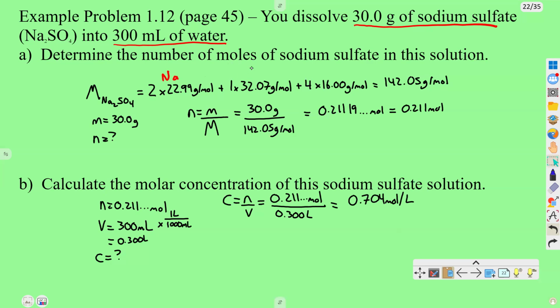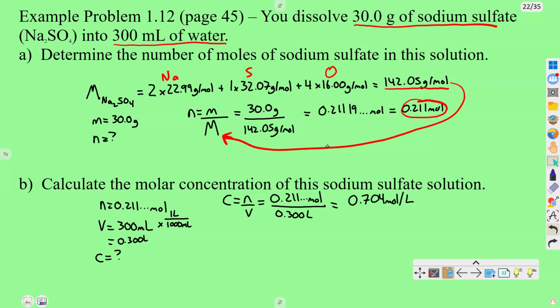Each sulfur is 32.07, and each oxygen is 16.00. When we do all of this together, we have 142.05 grams per mole. This is then what we'll plug in here. And so the mass is 30.0 grams, the molar mass 142.05, and we get 0.21119 moles. We're going to round that to 3 sig digs, 0.211 moles.